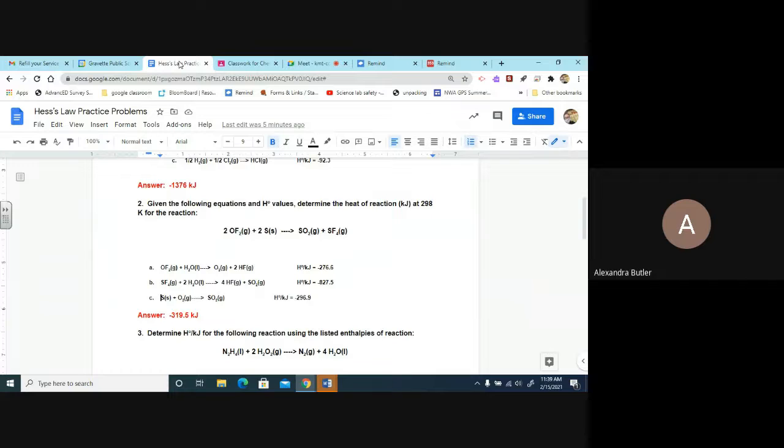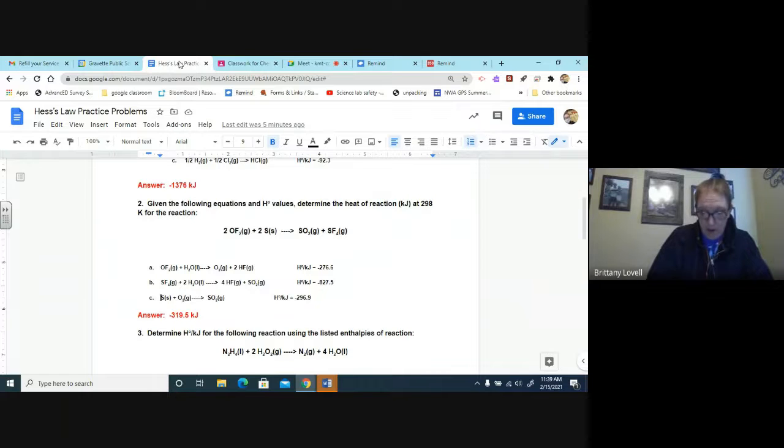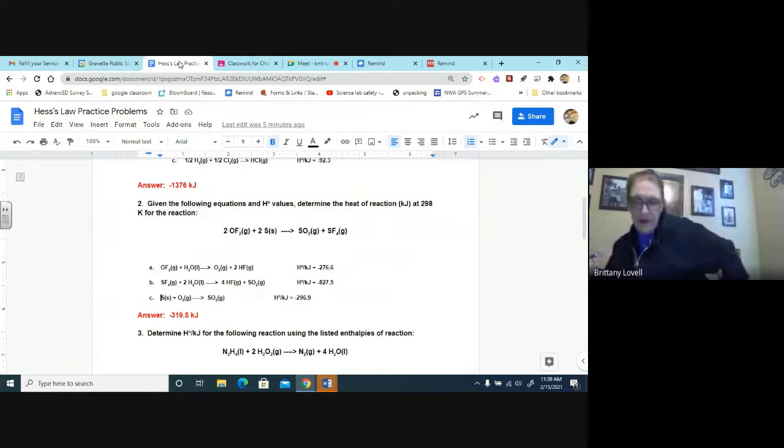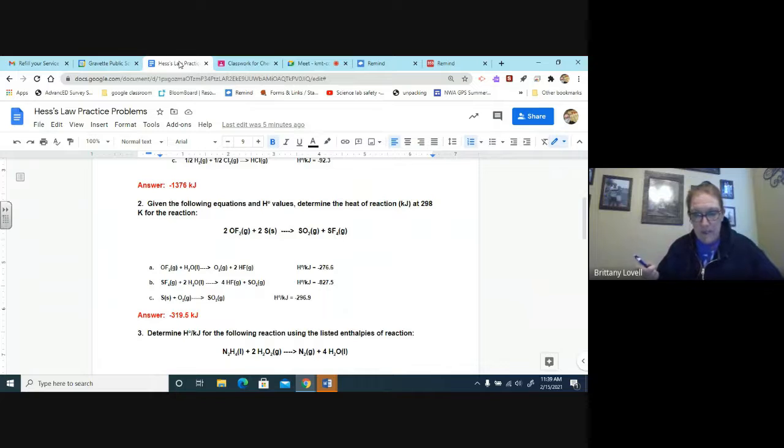Okay. Now remember though, Sky, whenever you flip that, don't forget to change the sign on the enthalpy value. Instead of having a negative 827, it'll become positive if you reverse it, okay? Okay.